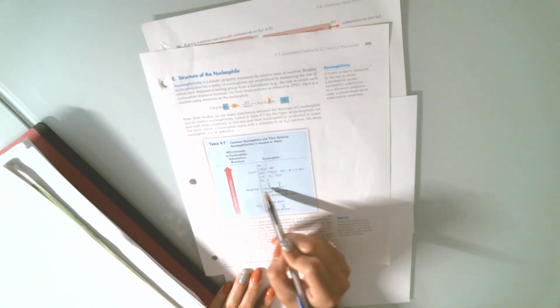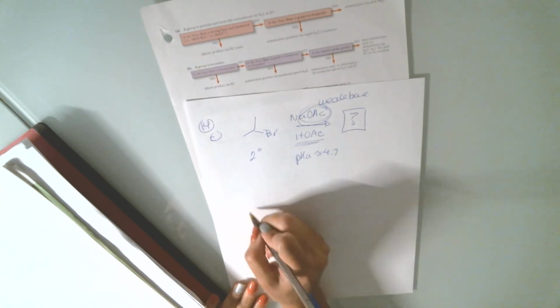And because it's a weak base, there will be little to no elimination product due to the E2 reaction mechanism. If you take a look at table 9.7, you will see that the acetate ion is considered to be a moderate nucleophile. And because of this, then we could do the prediction that your SN2 will be the major product. How does the acetate ion looks like? It looks like this. So that is your nucleophile.